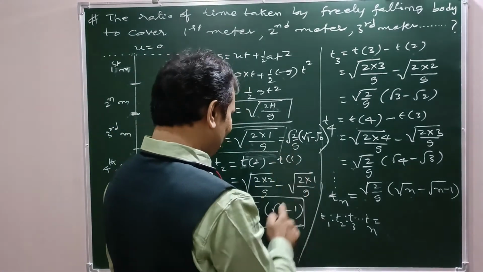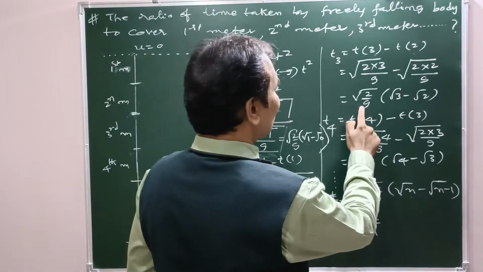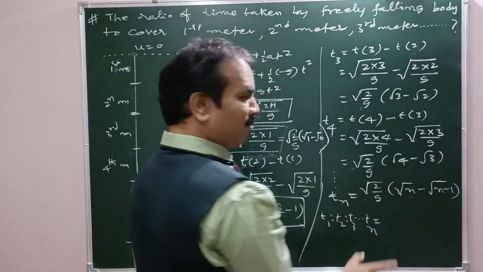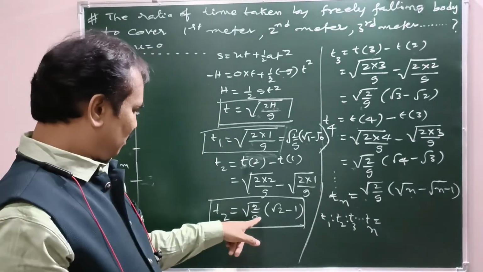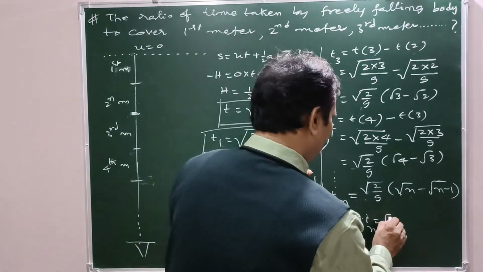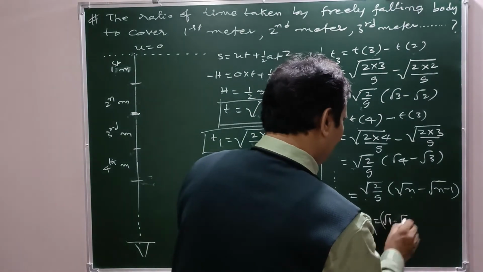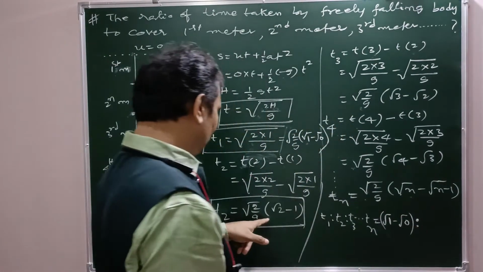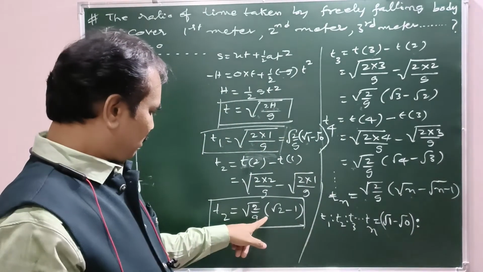Root 2 by g is common here, here also, here also, and here also. That cancels. Take the remaining terms, that is root 1 minus root 0. Root 1 minus root 0, since here root 2 by g is gone.